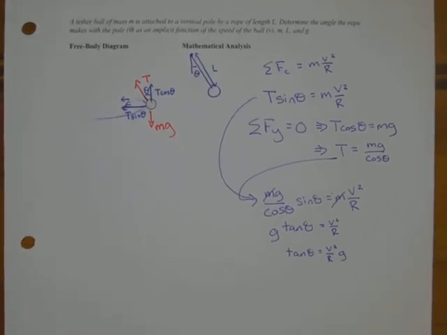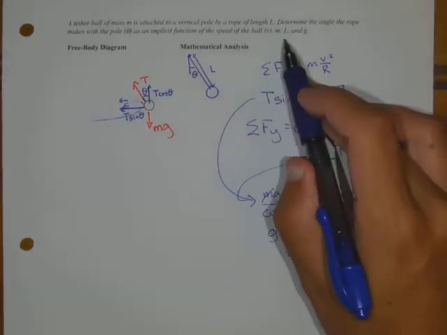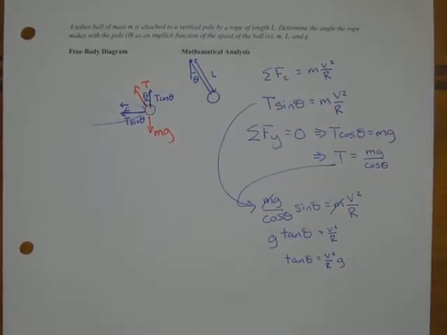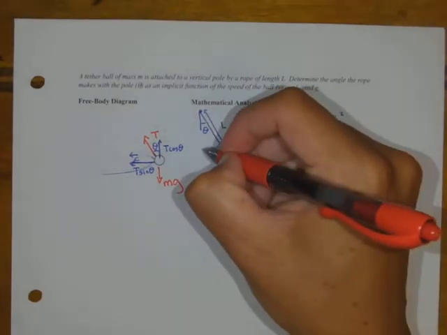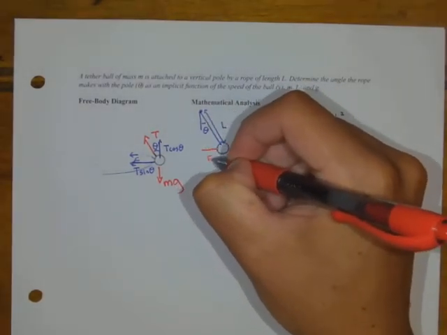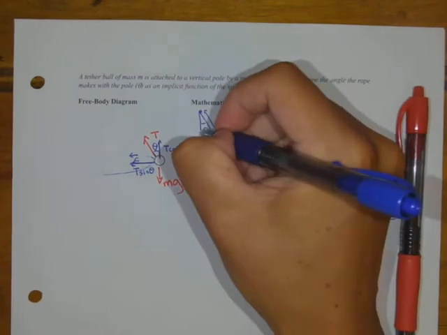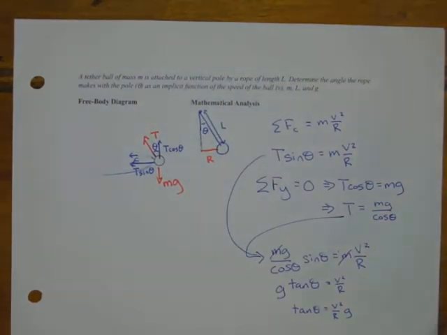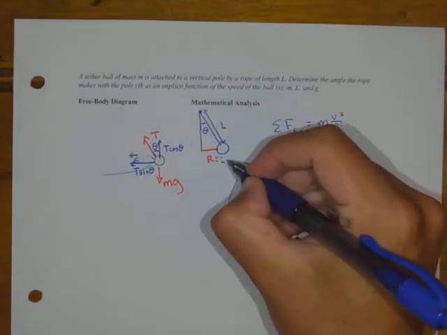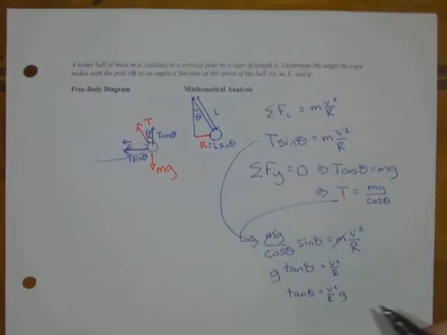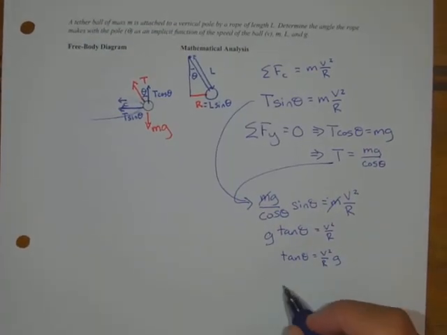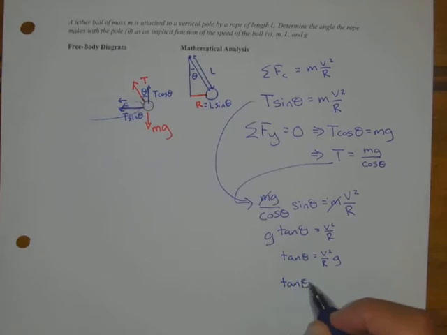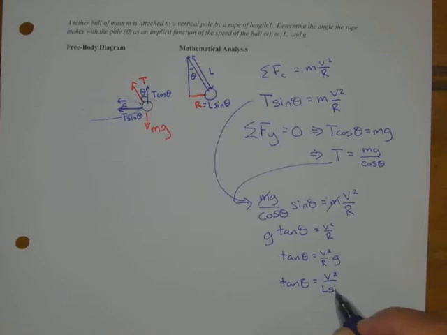But I'm not done yet, because this is a function of the radius, but I wasn't given the radius, I was given L. But I know there's a relationship between the two. So the radius of the circle, that would be here, and this makes a triangle. So r is equal to L times sine theta. So I can take that and put it in here. So I have tangent theta is equal to v squared over L sine theta times g.